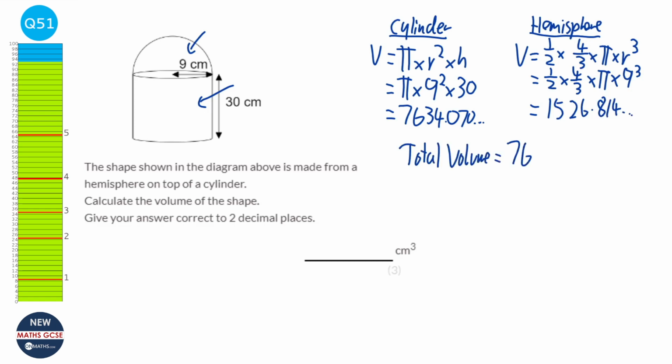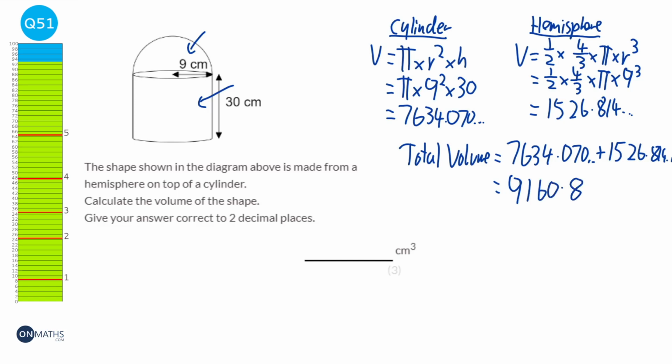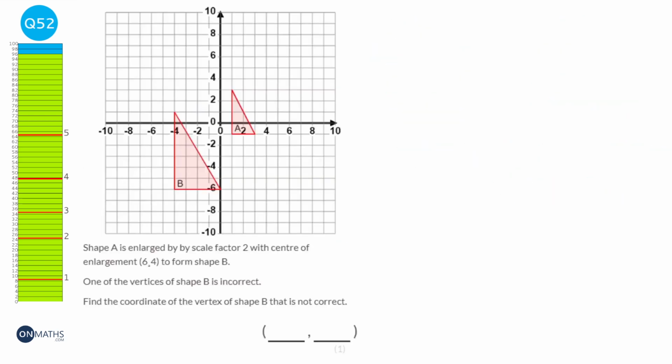And so the total volume is 7,634.070... plus the 1,526.814..., which equals 9,160.884... It says it wants it to 2 decimal places, so when we round that, we get 9,160.88.